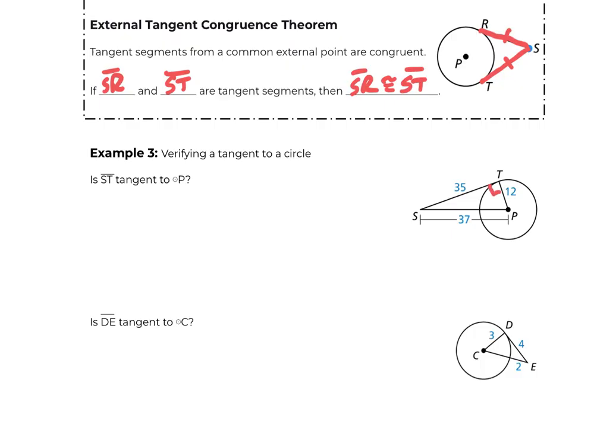If that's a 90-degree angle, then this will satisfy the Pythagorean theorem. This is where the Pythagorean theorem is going to come into play. These are my two legs. This is my hypotenuse.